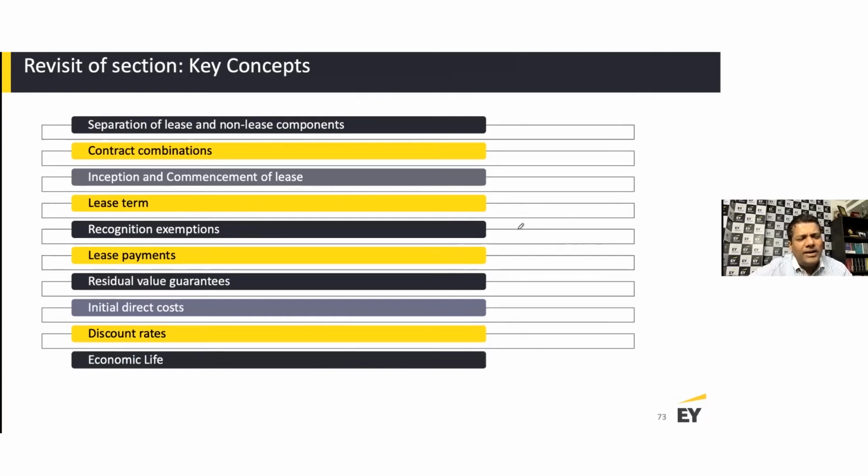Then you look at the economic life. Economic life, as we discussed, is the period over which the asset can be productively used, is economically feasible to be used by one or more users, or the number of units which an asset can be used to generate. That becomes a benchmark more from a lessor perspective to determine whether the asset which I have leased out is a finance lease or an operating lease. From a lessee perspective, it generally doesn't matter, because that is no longer a relevant criterion for classification. It's a single model.